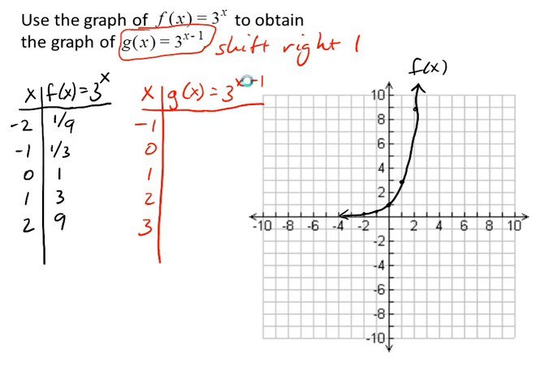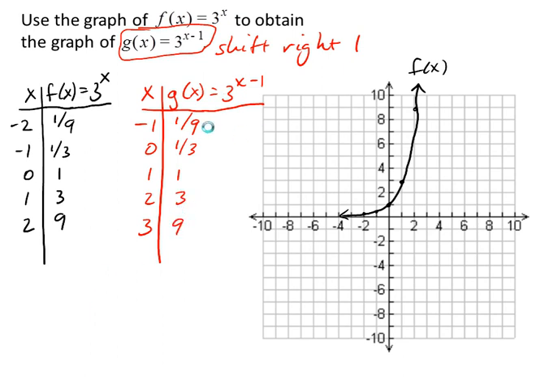So now if I plug a negative 1 in for x, my exponent would be negative 2, negative 1 minus 1. So I have 3 to the negative 2 power, which is 1/9. If I plug a 0 in for x, I have 3 to the 0 minus 1, that's negative 1. 3 to the negative 1 is 1/3. Plug a 1 in for x, we get 3 to the 0 power. Plug a 2 in for x, we get 3 to the first power. And we plug a 3 in there, we get 3 squared.